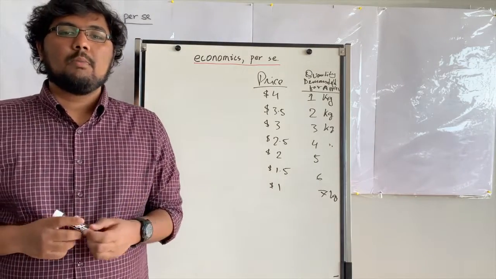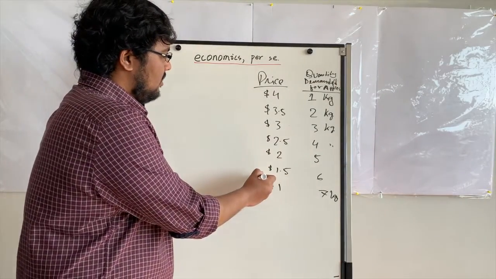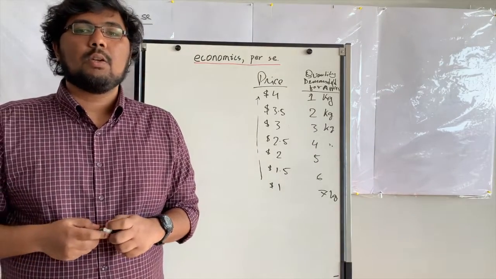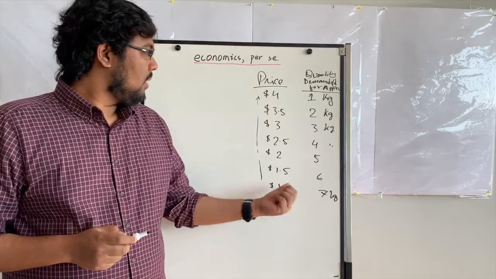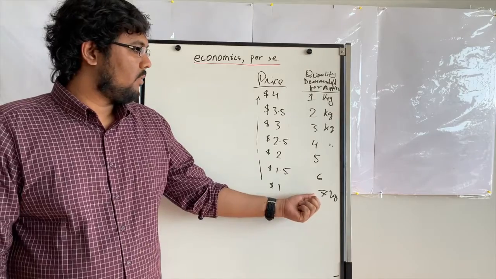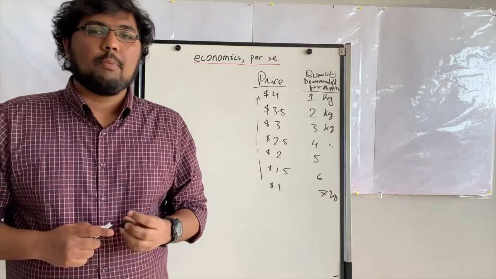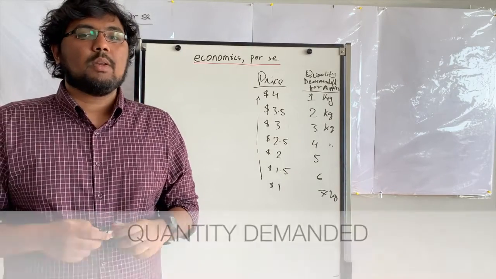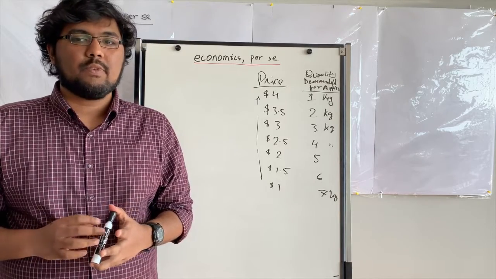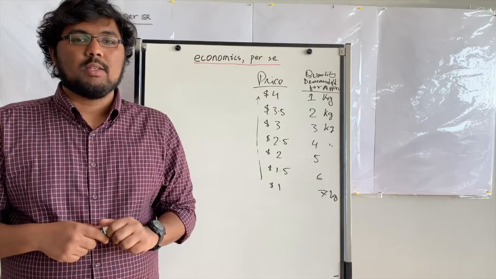So from the table we can see that if the price is rising, then the quantity demanded of apples falls. When the price goes from $1 to $4, the quantity demanded for apples decreases from 7 kilograms to 1 kilogram. And the quantity demanded is the actual amount of a good or a service consumers are willing and able to buy at a specific price.